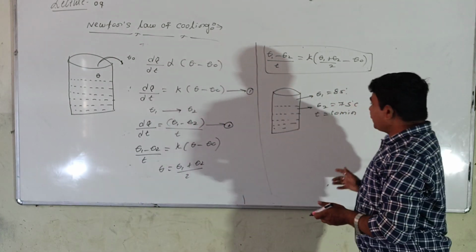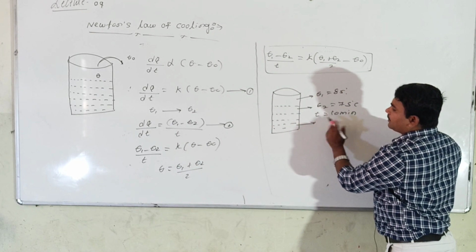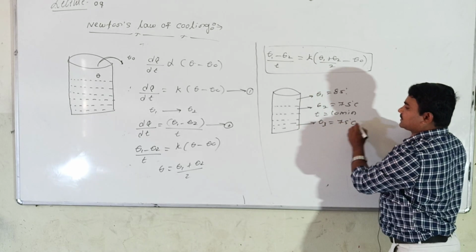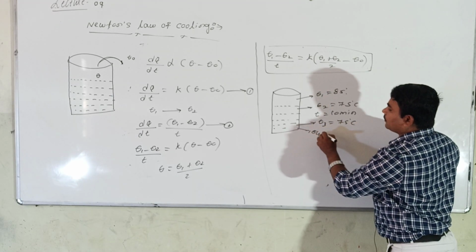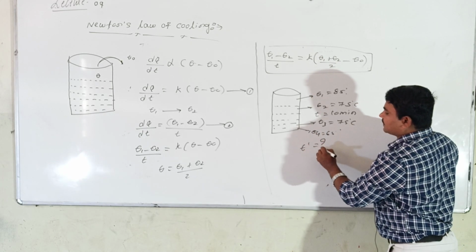But if the liquid cools from theta 3 equal to 75 degrees Celsius to theta 4 equal to 65 degrees Celsius, how much amount of time is taken?